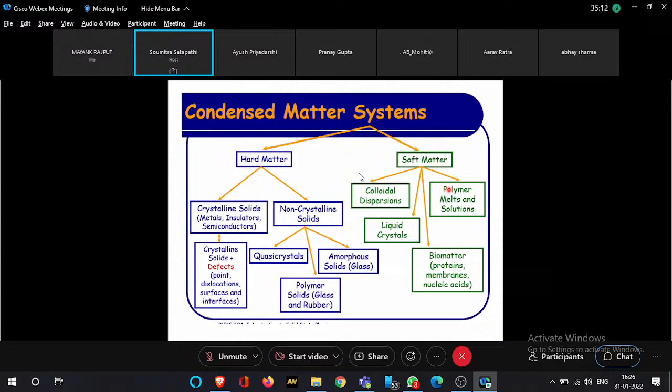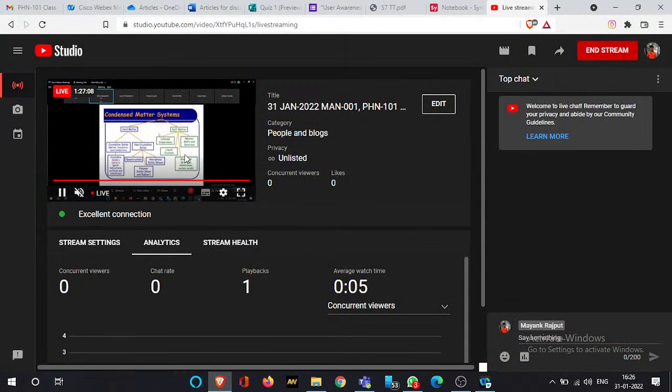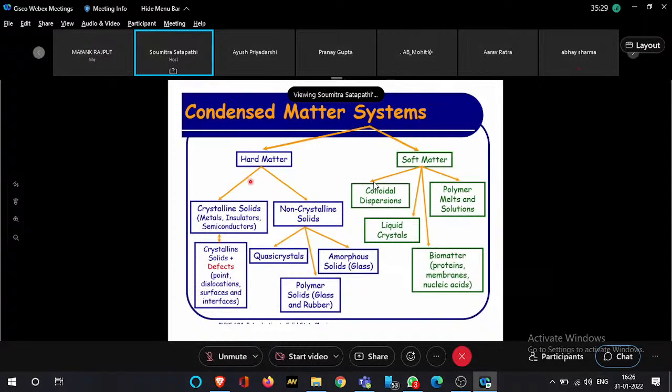But this is such a vast area. For example, I have given you a chart here. You can see that it consists of hard matter as well as soft matter. Now, what is hard matter? Hard matter can again be classified into crystalline solids and non-crystalline solids. Crystalline solids means, for example, metals. You see the copper wire in your house, which is used for electrical wiring. That's an example of a metal, and that is also a crystalline solid.